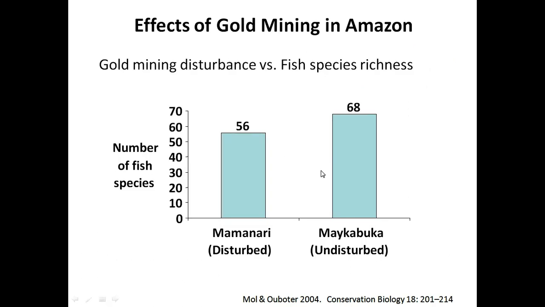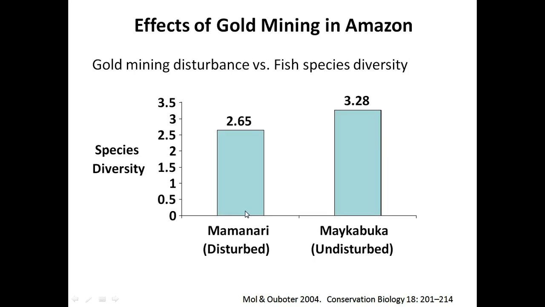And this graph actually compares the fish species richness between disturbed and undisturbed sites. The y-axis is the number of fish, and you can clearly see that there are fewer fish species in the disturbed site. And also, if you think about the overall species diversity of fish, the diversity is pretty low in the disturbed site compared to the undisturbed site. So you can clearly see the negative impacts of gold mining on these fish communities in the Amazon rivers.